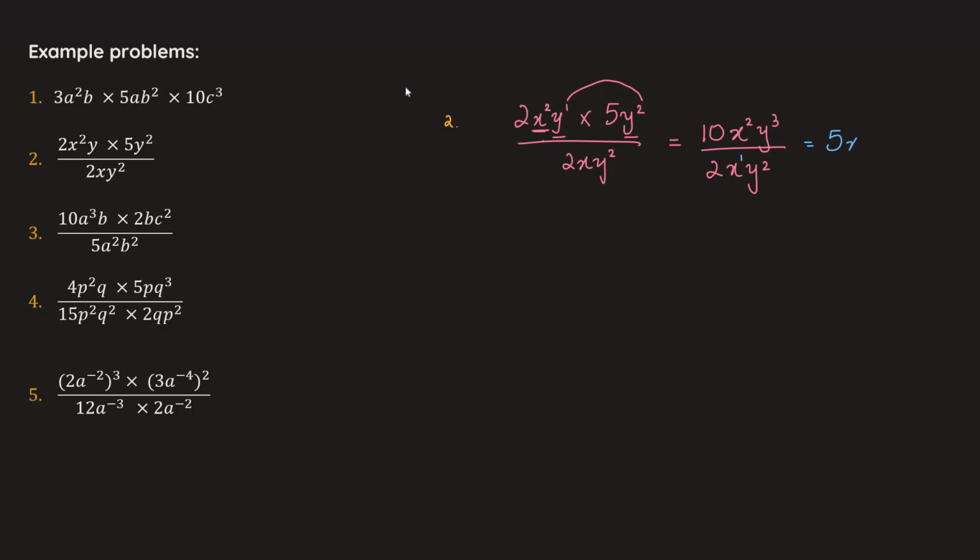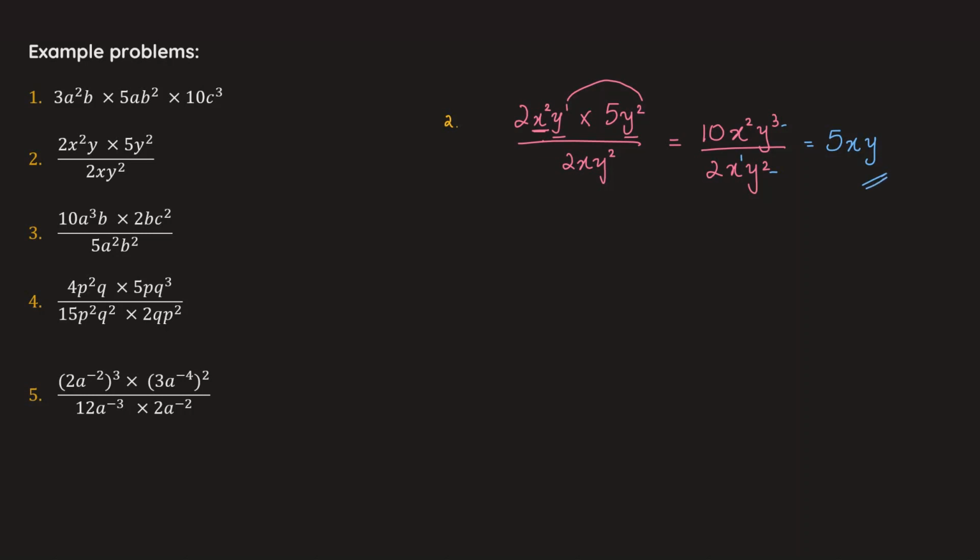So that's just x. And also when you look at y cubed and y squared, same base, the powers will subtract: 3 minus 2. So 3 take away 2 is 1. So that's just y. So that's the final answer.